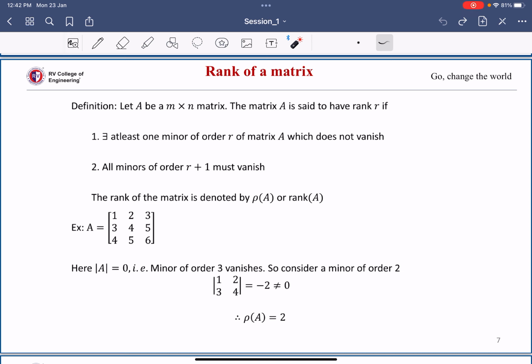So in my first instance itself, I consider 1, 2, 3, 4. So we have got the minor value as minus 2, which is non-zero. Since it is non-zero, the rank of this particular matrix is 2. This is a tedious job when I get a matrix of order 5 cross 5 or 4 cross 4. So when the order of the matrix increases, this particular method is not a preferable method.